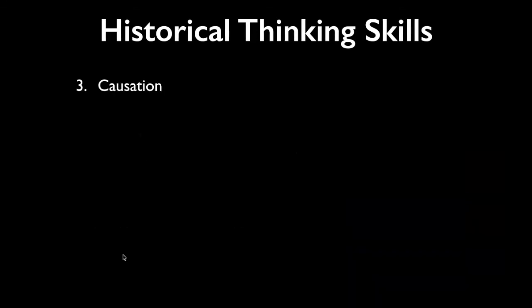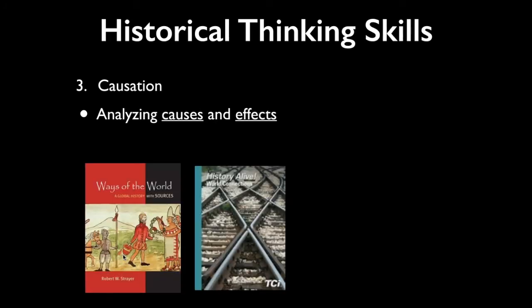The third historical thinking skill that you're going to need to develop is causation. So causation, you're analyzing causes and effects. You might ask yourself, why did you choose to take this particular class, AP World History? What caused you to do that? You may have heard that it was a good class from a friend. You may have been wanting to challenge yourself with a little bit more rigorous reading and writing assignments.